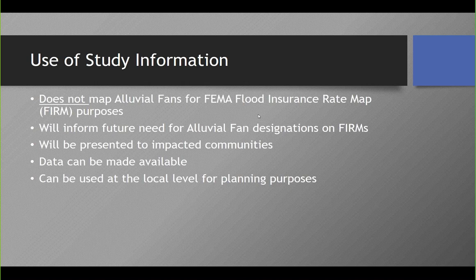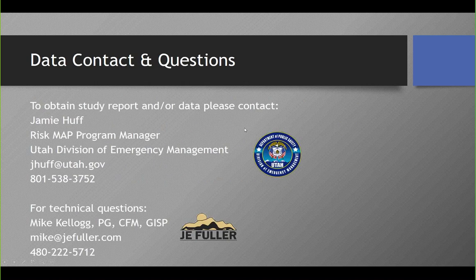As we mentioned earlier, this data is going to be available to you, and if you would like a copy or have any questions about the study, you can please contact Jamie Huff or Mike for any technical questions. Again, we're going to be posting the webinar on the DM Risk Map website, and Jamie has been talking to AGRC about adding this data to the AGRC Utah mapping portal. More information on this will come as she finishes up that process.